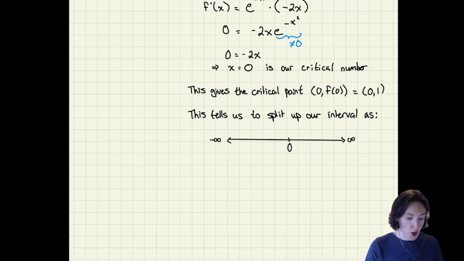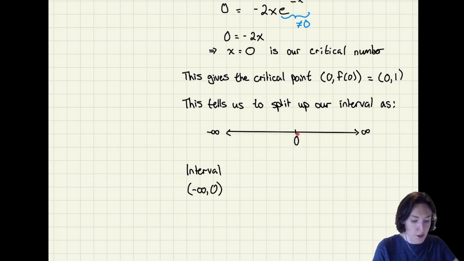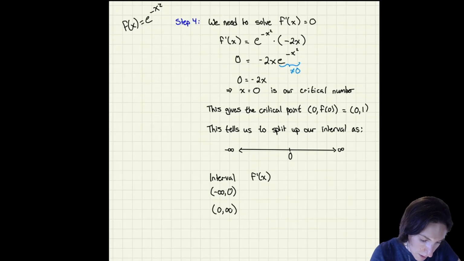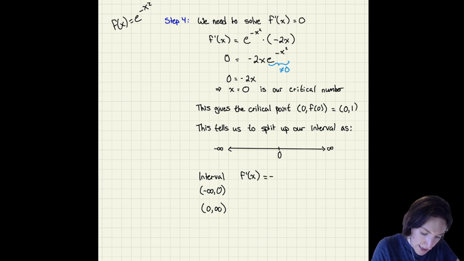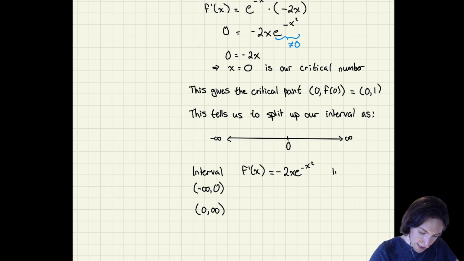Okay, so now we're going to make a chart, and we are going to look at intervals going from negative infinity to 0. Okay, so this first little region here. And then the second region is from 0 to infinity. And then our f prime of x, okay, this time we really kind of butchered it. So what was it? It was negative 2x e to the negative x squared. So that's what we're going to be putting our test point in. And then we're going to find out if our function is increasing or decreasing.